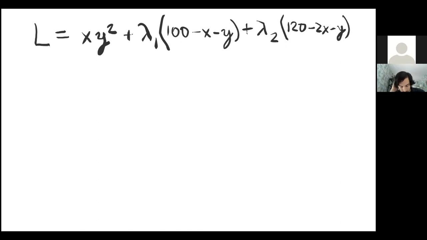So here's the problem, and we want to use the method of Lagrange multipliers. There aren't any inequality constraints. I would say the first thing to do is just write out the first order conditions for x and y and lambda 1 and lambda 2. Maybe we need them all. Do we need them all? Yeah, what the heck.